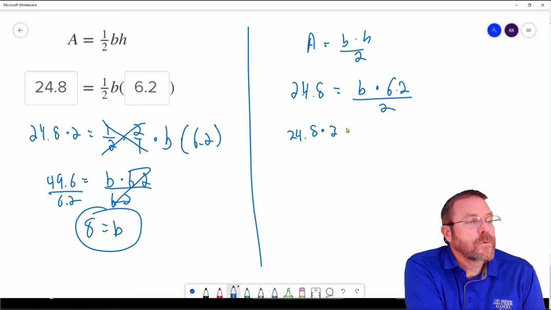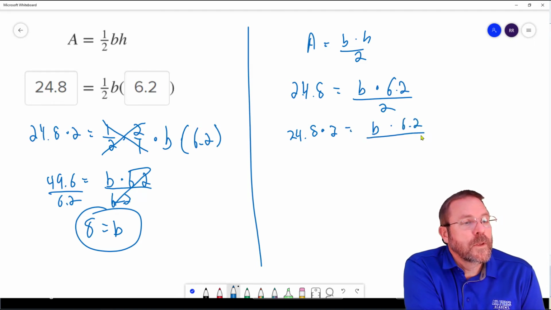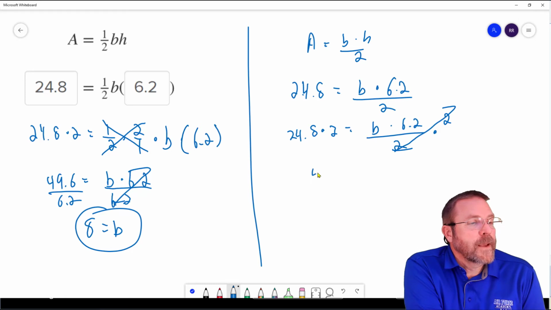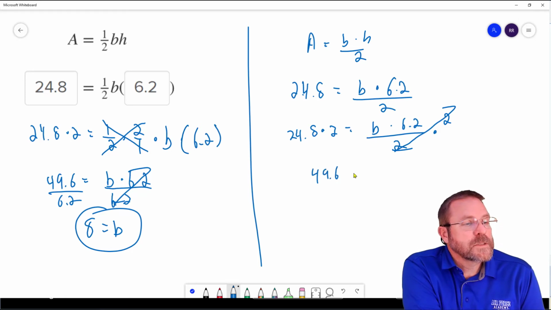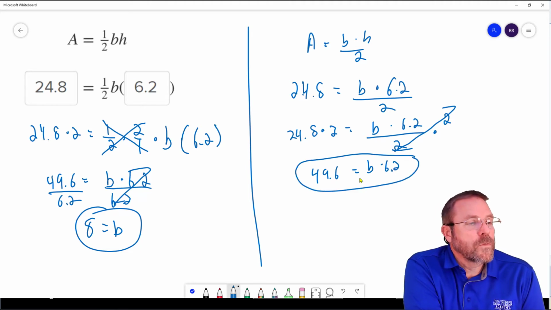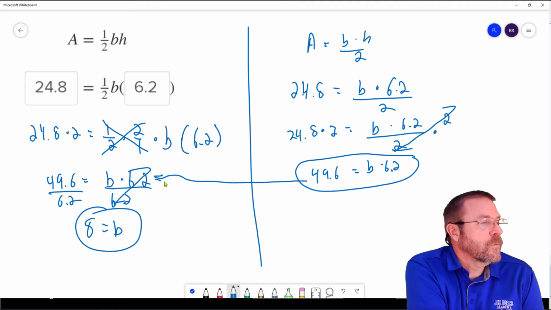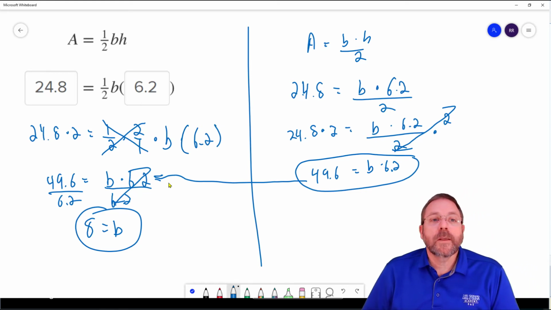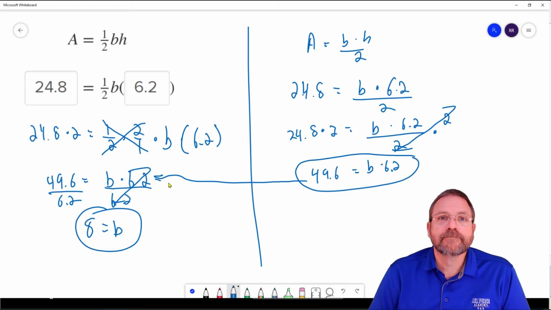24.8 times 2 is equal to base times 6.2 divided by 2 times 2, with these dividing out becoming 1. And that would have put me at the 49.6 is equal to the base times 6.2. At that point, we're the same as we had right here, and I would have worked it the same way the rest of the way through the problem.